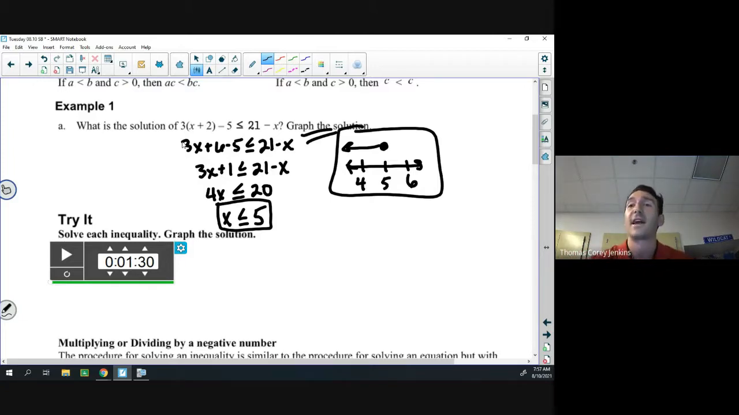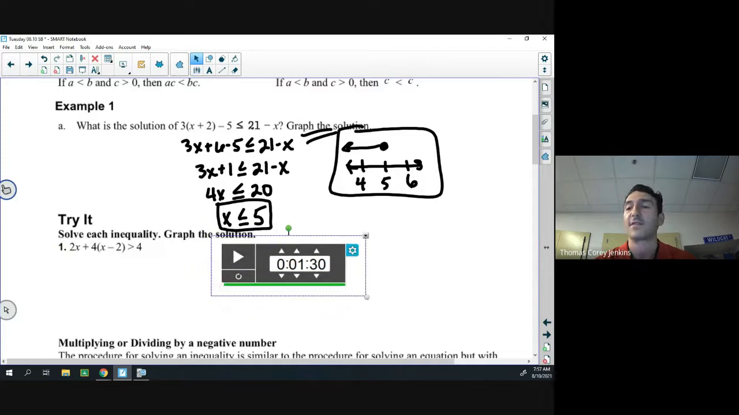You guys try the next one. I'll give you about a minute and a half. Just get as far as you can. You've got 2x plus 4 times the quantity x minus 2 is greater than 4. So try to solve it and graph it if you have time.